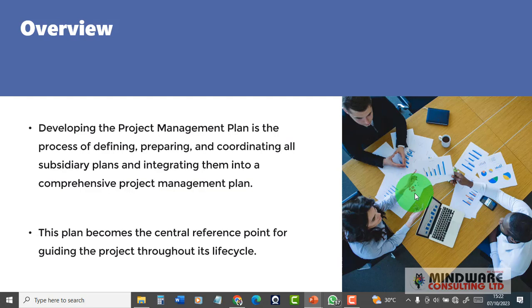Instead of running here and there to get these details from there or those details from here, you just have one central point where you go to get data or details about any aspect or any phase of your project.